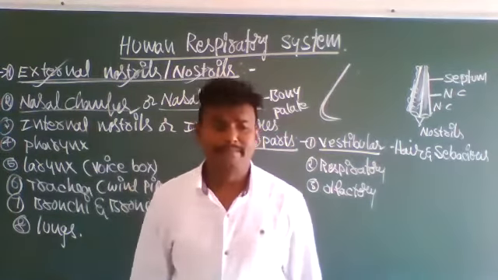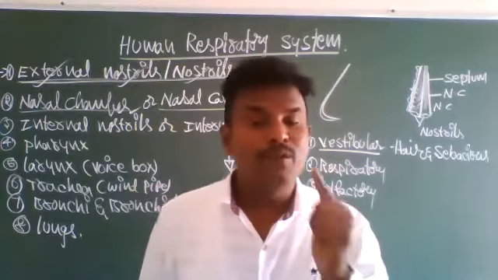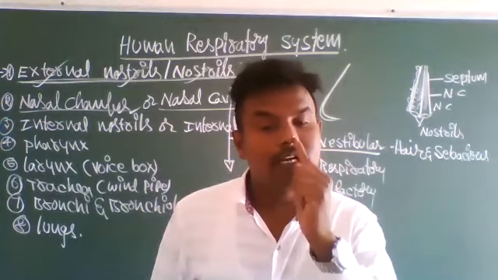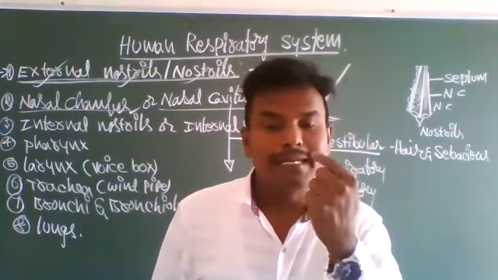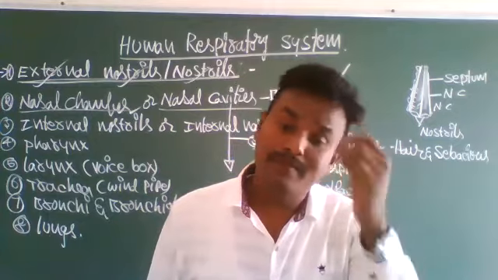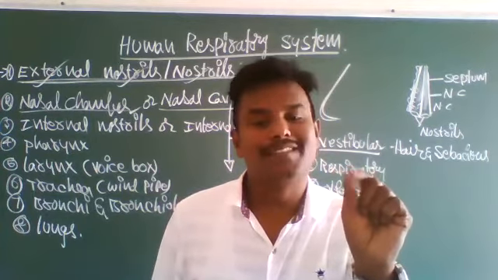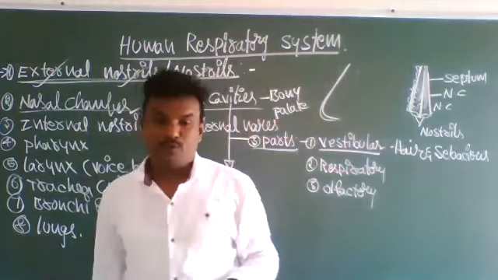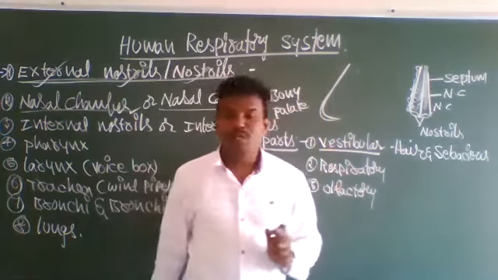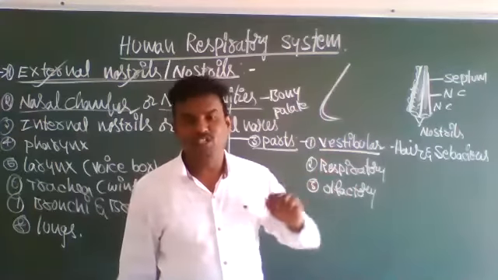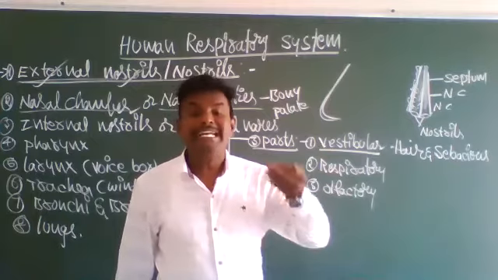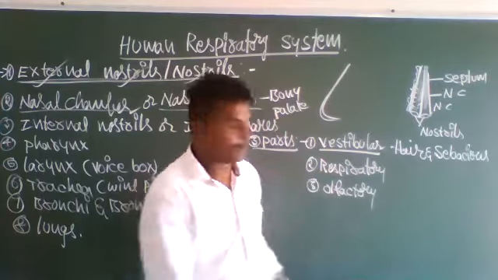Unknowingly, it's happening. Whenever we keep our index finger inside the nose, it automatically becomes wet. At that time, some amount of dust particles will commonly be seen. So that part is called the vestibular part. It contains hair and sebaceous glands. It prevents the entry of dust particles towards the inside.